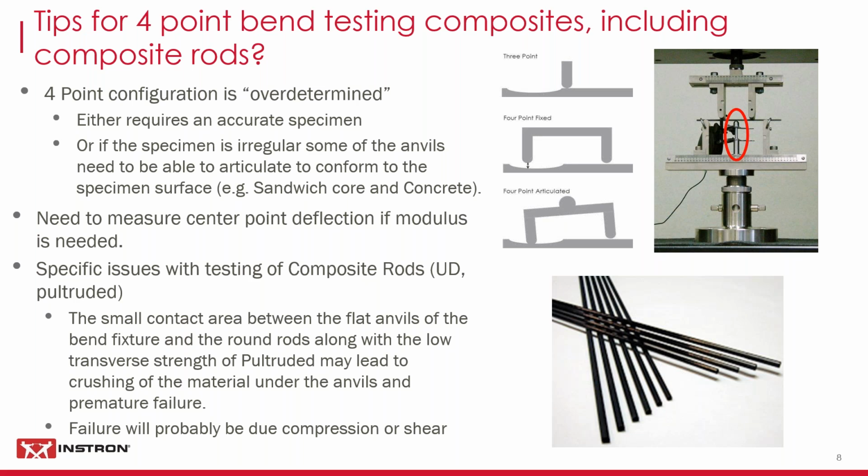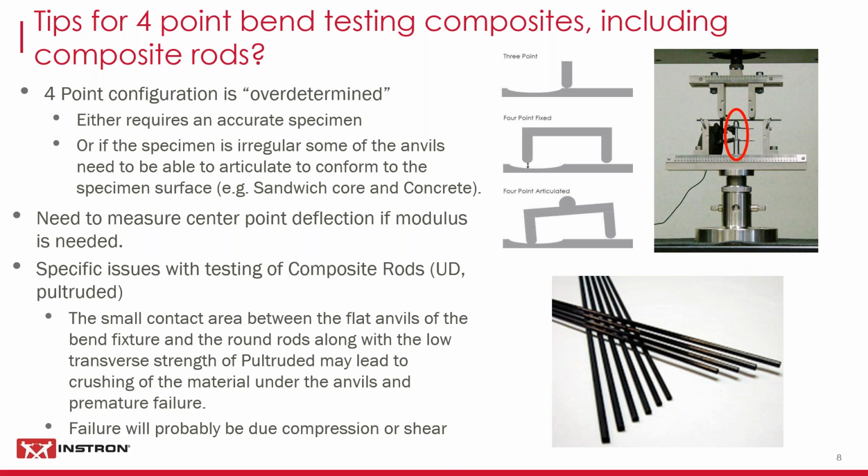So, are there any specific issues with the testing of composite rods? And I'm assuming here we're talking about unidirectional pultruded type materials. In this case, you obviously have a small contact area between the flat anvils of the fixture and the round rods, because it's a cylinder in contact with a flat, so it's point contact. There's going to be high stresses at the point contact.